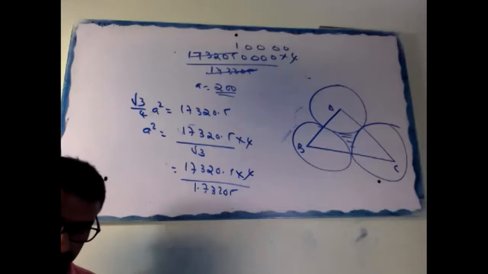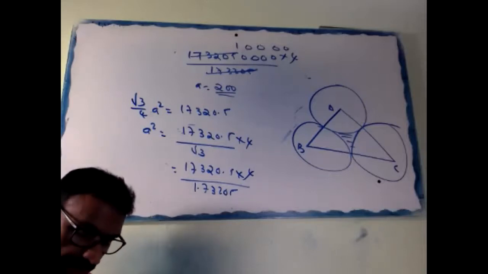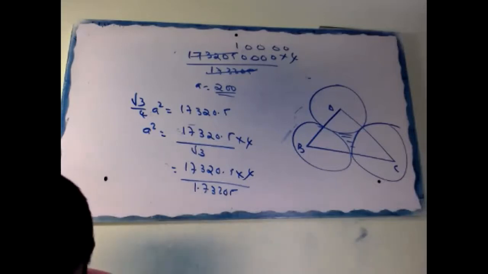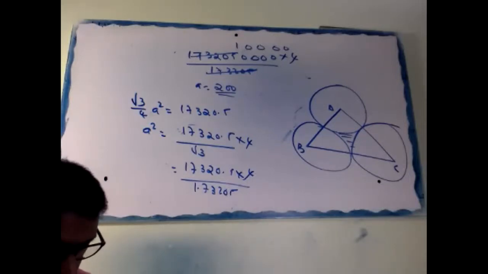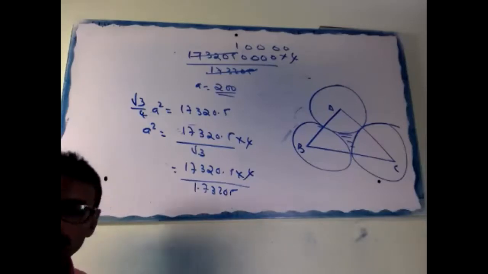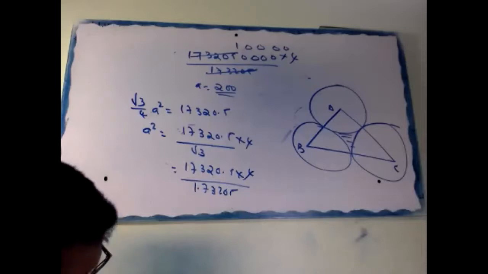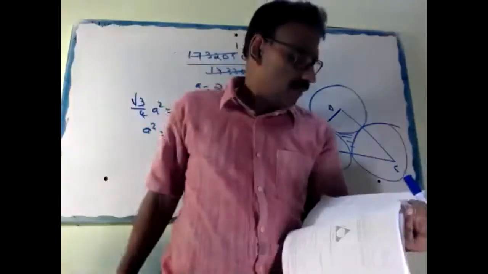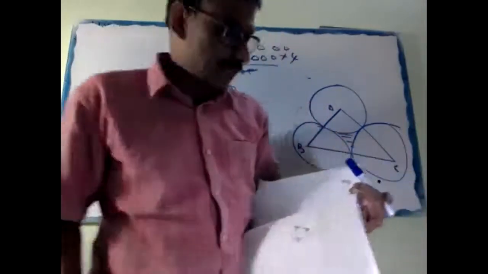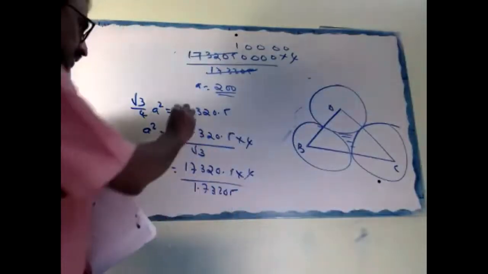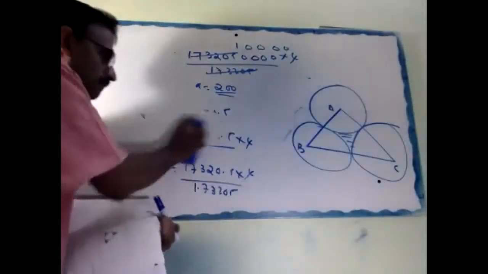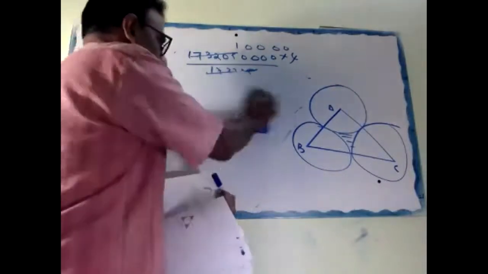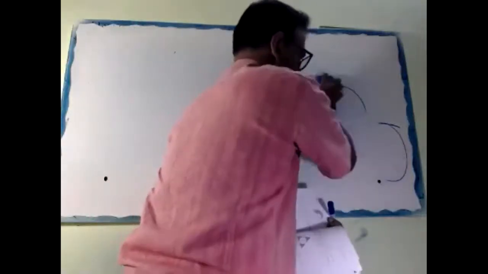Okay, finish. Now, next question. Find the radius of the circle whose area is the sum of the areas of two triangles whose sides are 35, 53, 66. Okay. Once again.